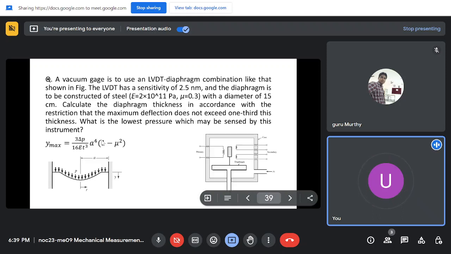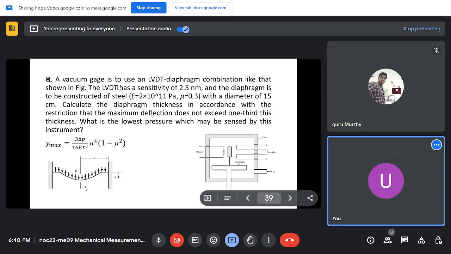Okay, then moving on, we have a vacuum gauge which uses an LVDT, linear variable differential transformer, transducer diaphragm combination, which is shown in the figure. The figure is given on the right. That is the diaphragm figure when the pressure is applied, and this is the diaphragm, which is coupled to the LVDT.